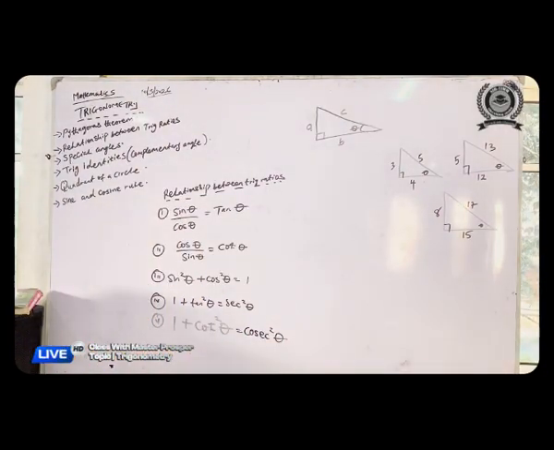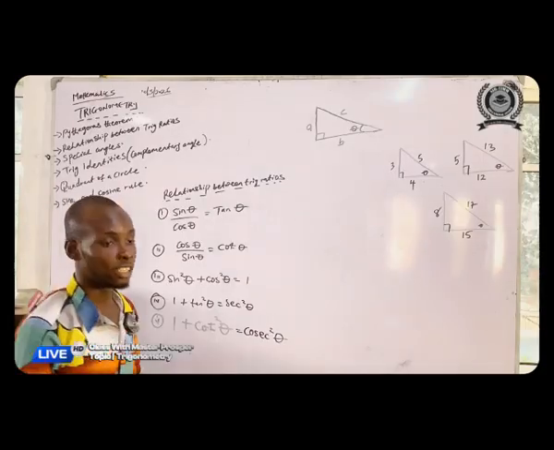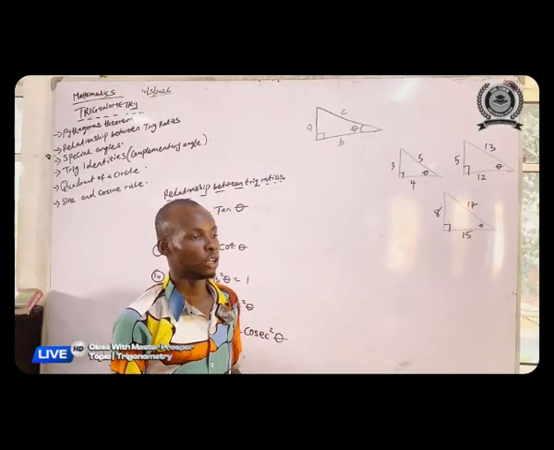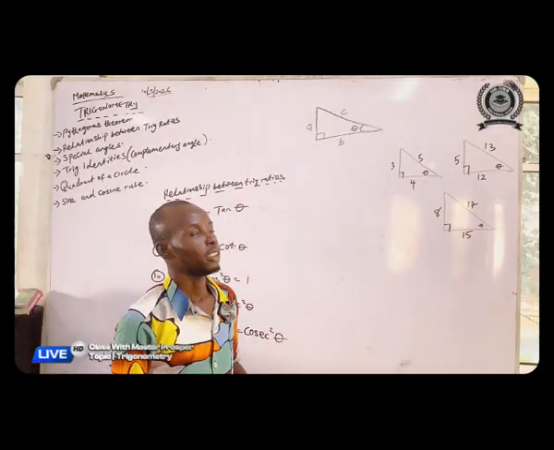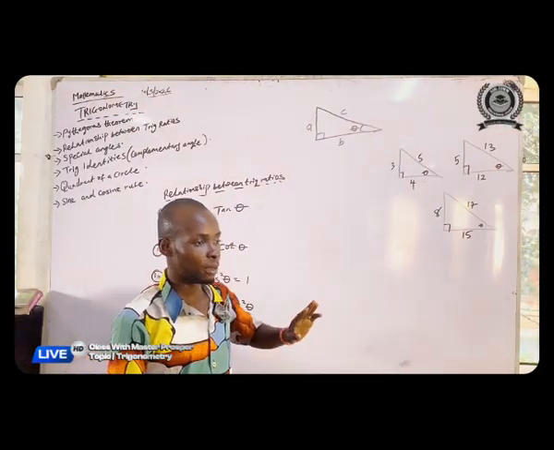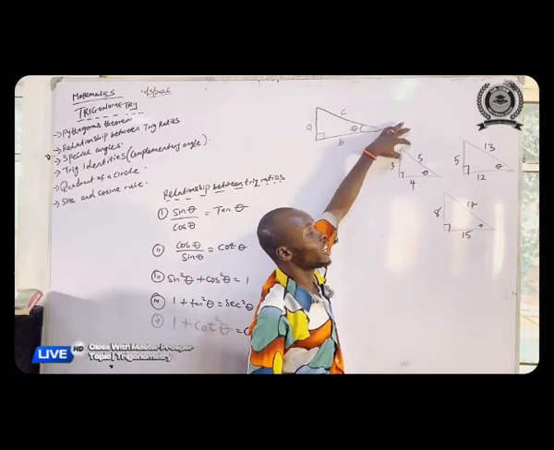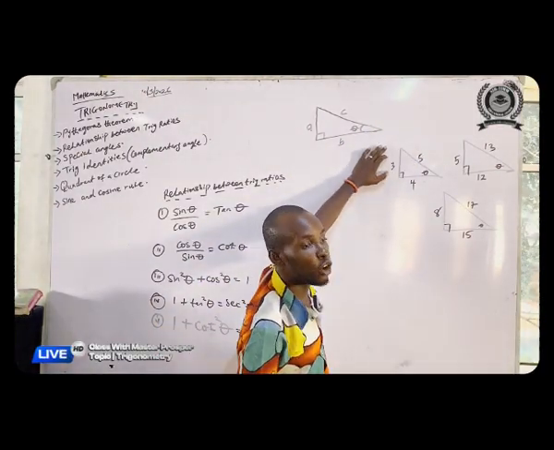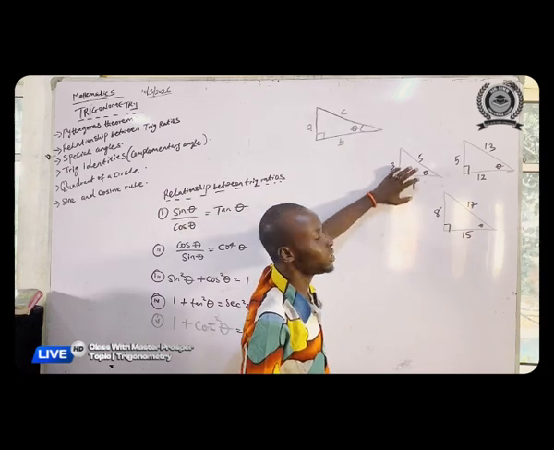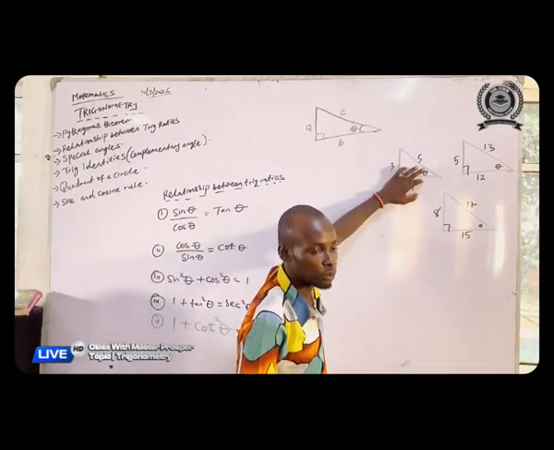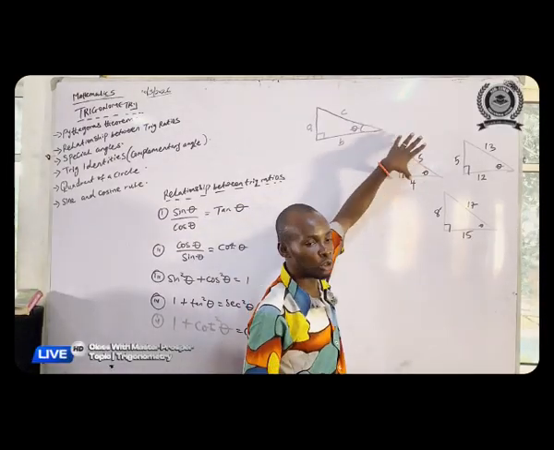These are the 3 major constant numbers that are always used in JAMB. The moment the longest side is 5, the other side is 4 or 3. If here is 4, that means here will be 3. But if here is 3, here is 4. We have seen how we got this.